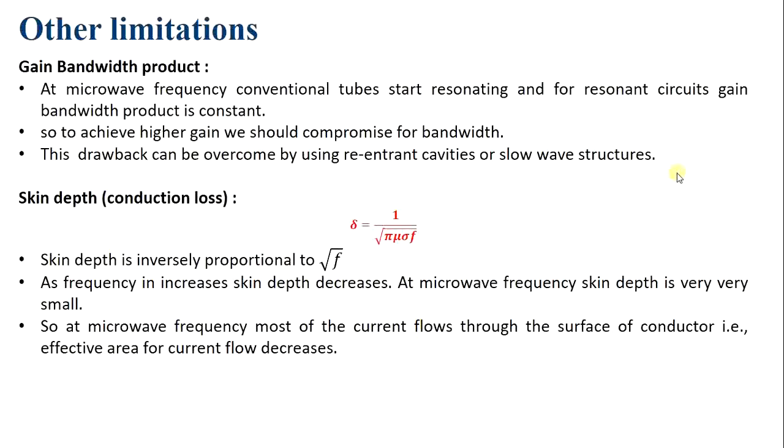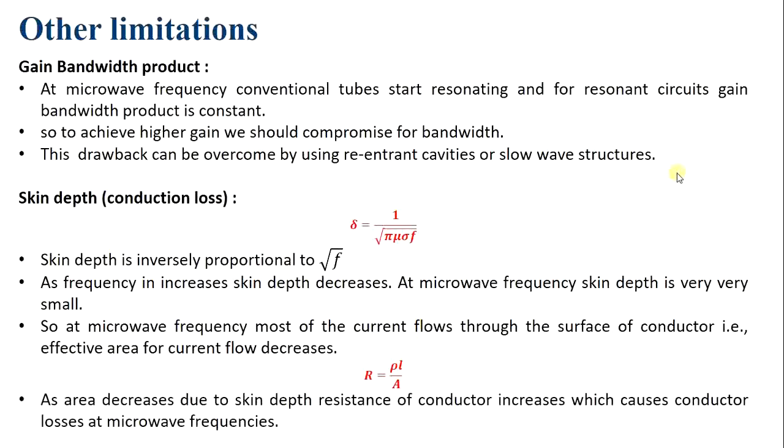That is, the effective area for the current flow decreases, as it is only flowing on the surface of the conductor. We know the resistance is given as rho L by A. As the area decreases due to the skin depth, the resistance of the conductor increases, which causes the conductor losses at the microwave frequency.